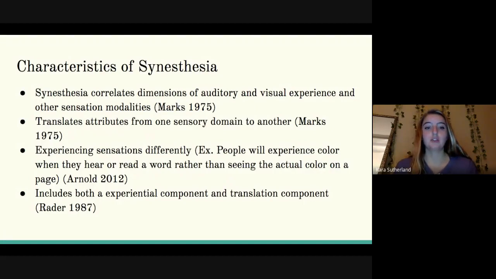So it includes both an experiential component and a translation component. The experiential component is the vividness of imagery or feelings that are evoked by the stimuli. So like how bright the visual experience is when they hear something and they're simultaneously seeing something. And then the translation component is the term that is used to refer to the representation or depiction of sounds and colors or other sensory domains that are experienced in another.